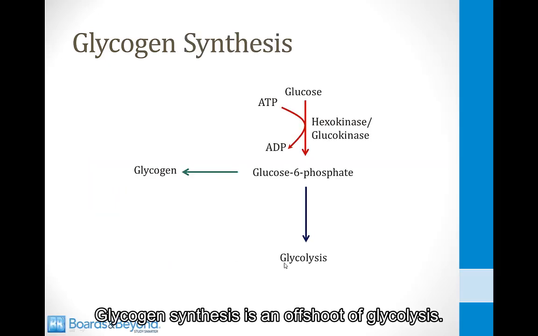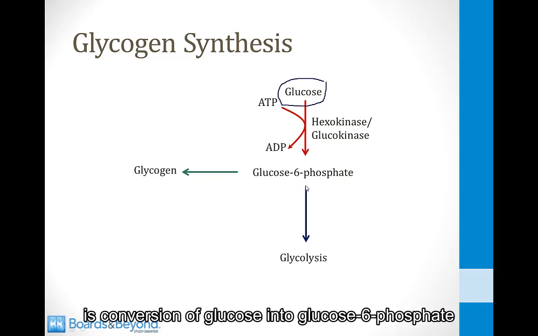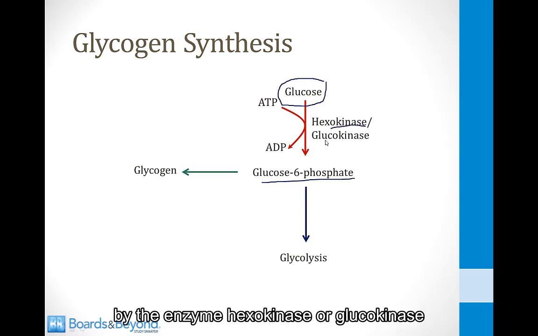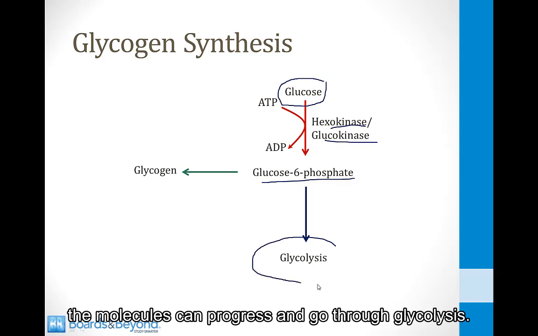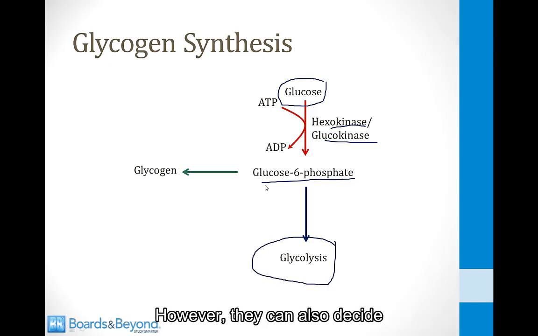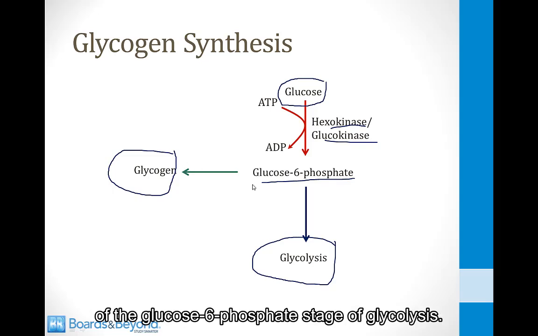Glycogen synthesis is an offshoot of glycolysis. Recall that the first step of glycolysis is conversion of glucose into glucose 6-phosphate by the enzyme hexokinase or glucokinase, depending on which tissue of the body you're talking about. From glucose 6-phosphate, the molecules can progress and go through glycolysis. However, they can also decide to head towards glycogen synthesis as an offshoot of the glucose 6-phosphate stage of glycolysis.